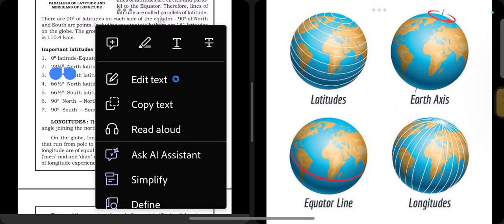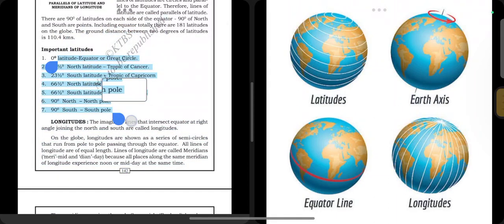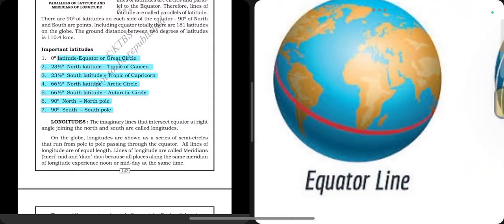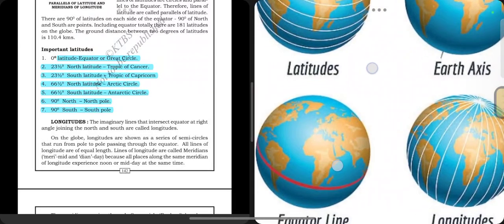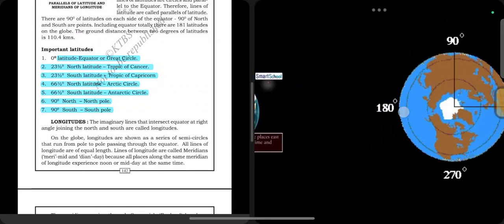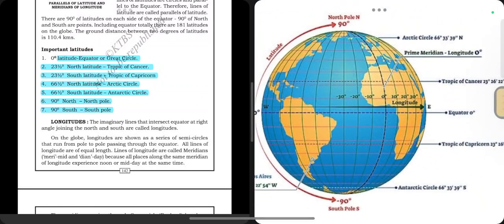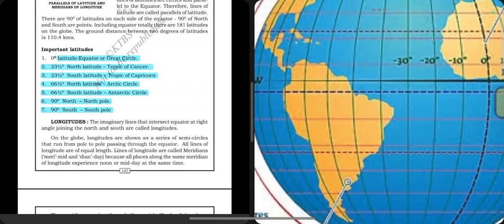So these seven are very important. 0 degree is the equator. You can see the earth is tilted at 23 and a half degrees. It is not exactly straight, but tilted at 23 and a half degrees. That's why you can see it like this. So this is the equator, exactly in the middle of planet Earth.